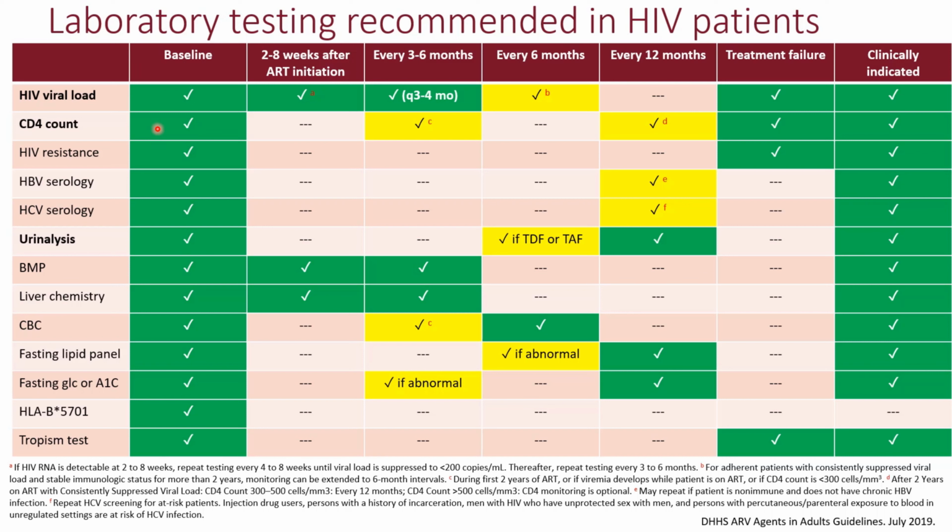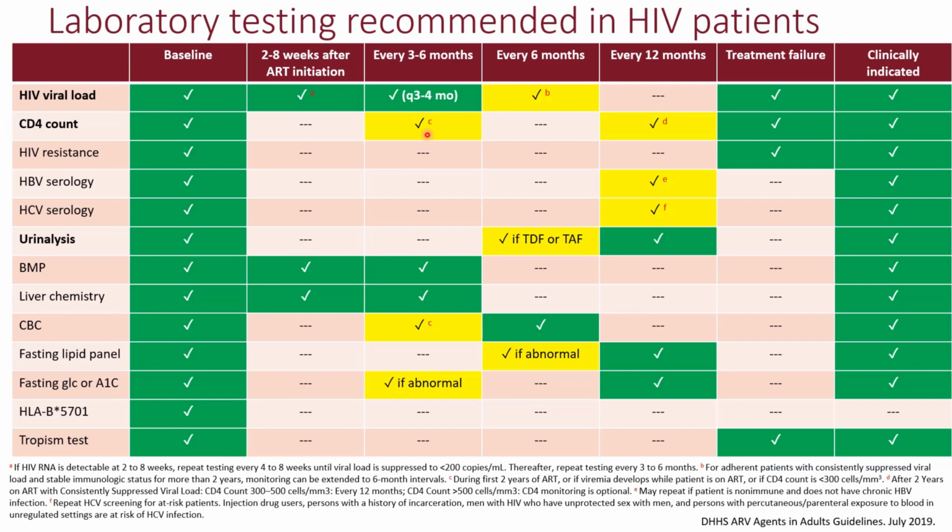For the CD4 count, once you start ART, it takes about 3 months for the CD4 cells to increase, so it's unnecessary to get one 2 to 8 weeks later. So typically, it's recommended to wait 3 to 6 months to get the CD4. And this is only needed if the patient's CD4 count was low or if the viral load is not undetectable. Otherwise, if the CD4 count was already high, so greater than 300, and if the viral load is undetectable at 2 to 8 weeks, it's unnecessary to continue to monitor CD4 count because there will be no reason for the CD4 count to go any lower.